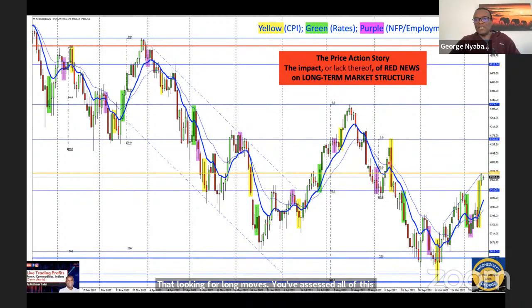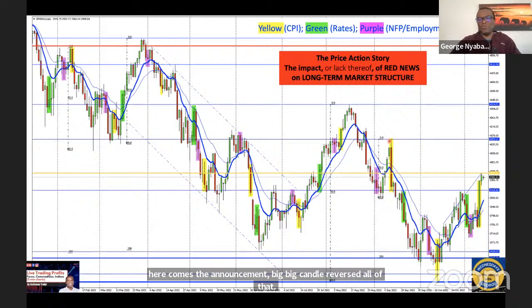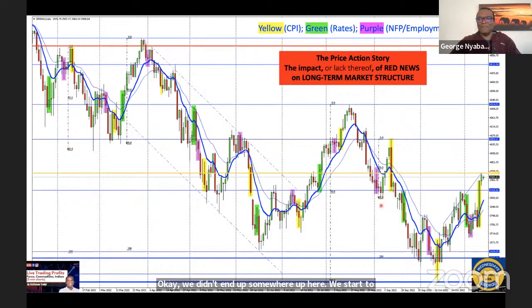And here comes the announcement. Big bear candle, reversed all of that. What do the bears think? Bears think, well, it's just a pullback. Okay, we didn't end up somewhere up here where we start to think, oh, the bulls have taken over the market. This was just a pullback, and the bears have carried on, lower high, and the market just carries on putting in lower highs.